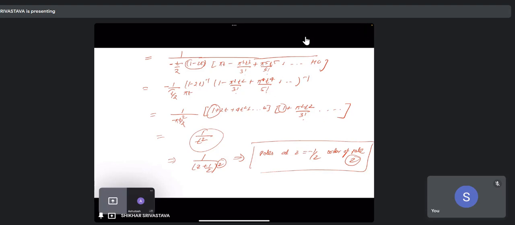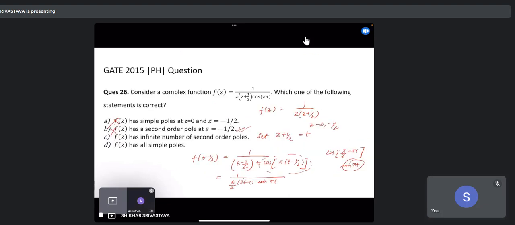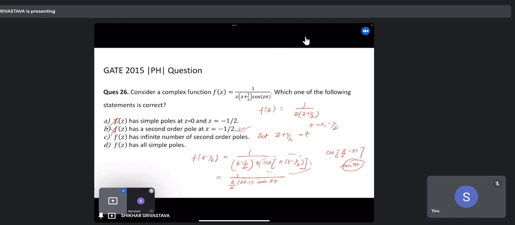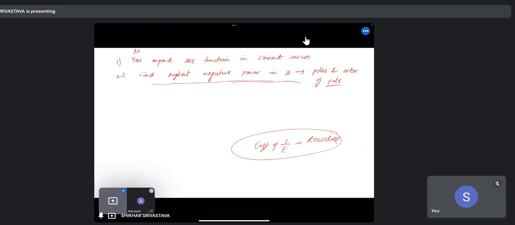No, sir. But why did you take the coefficient of 1 over t square rather than 1 over t? Because after Laurent expansion you have to find the highest negative power. You're confusing it with 1 by t. The coefficient of 1 by t will give you the residue, which I will tell you later. But here they have asked not for the residue, they have asked for the poles and order of the pole. So in order to find the poles and order of the pole, you take these two steps: first expand the function in Laurent series and simplify it as much as you can, and then find the highest negative power in z.